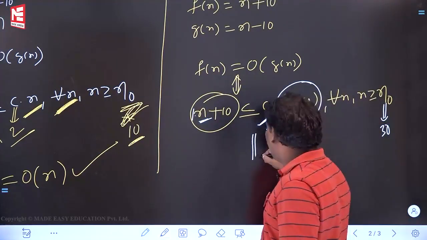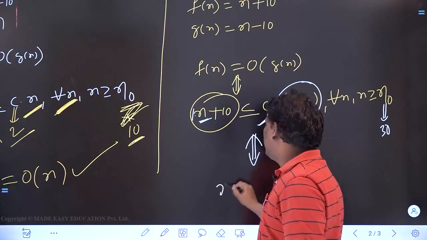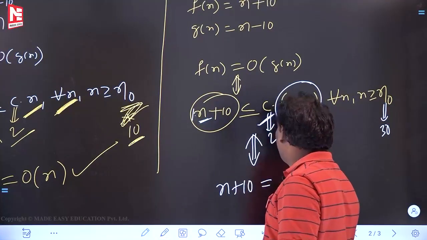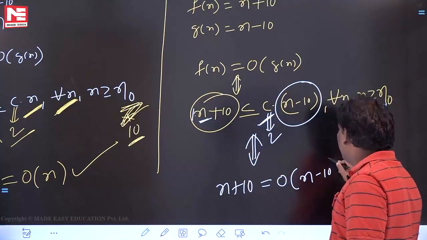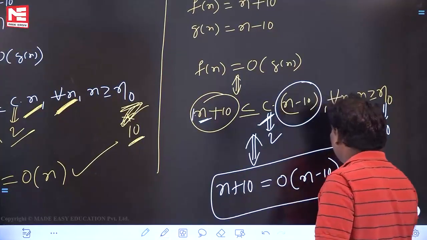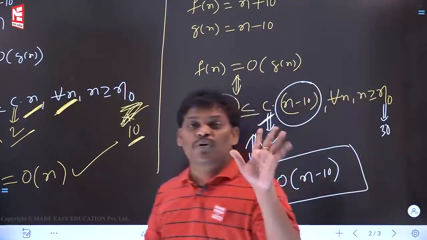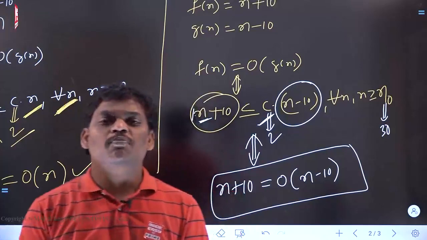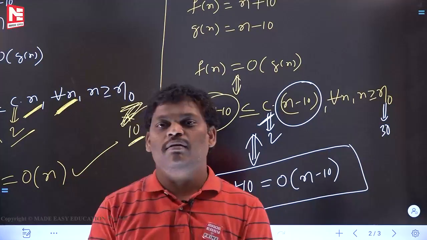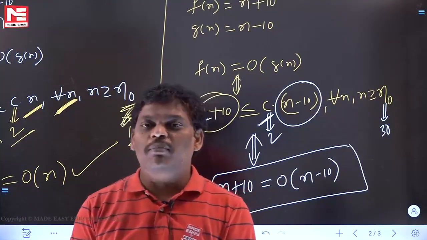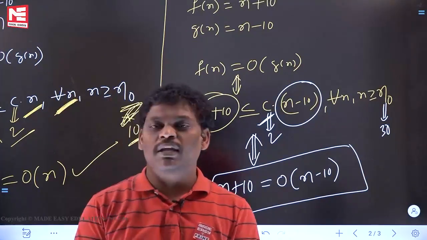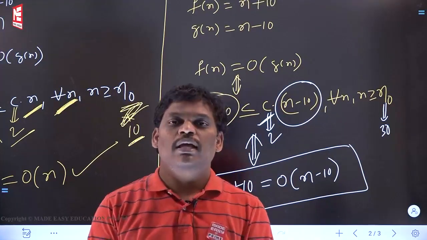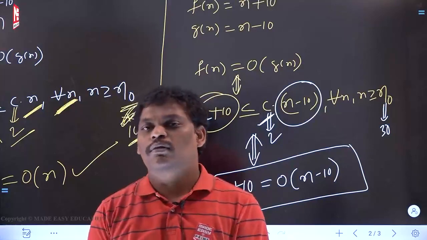Because you are able to complete the definition successfully, finally what can I say? n plus 10 is big O of n minus 10. Now can anyone help me know the meaning of this line? If anyone says to you from today onwards, n plus 10 is big O of n minus 10, what is the meaning? The meaning is, comparing n plus 10, n minus 10 is bigger or equal.